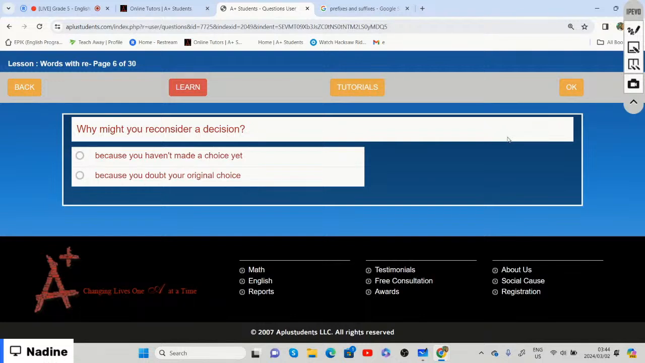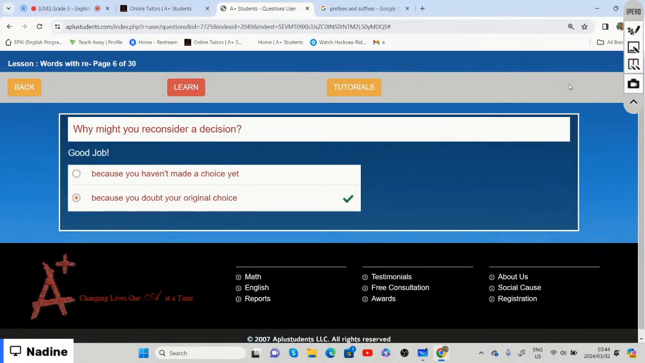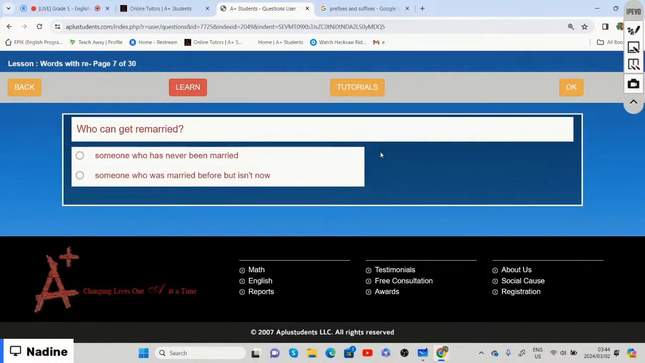So why might you reconsider a decision? Let's say it's because you doubt your original choice. Because if you haven't made a decision yet, then you cannot reconsider a decision. Then it means that you need to just make a decision, right? So you first make a decision, and now if you doubt maybe your original choice, then you reconsider making a decision.